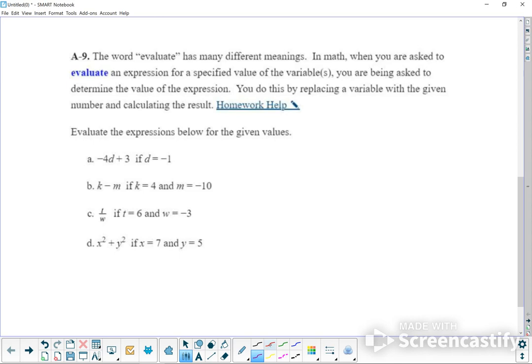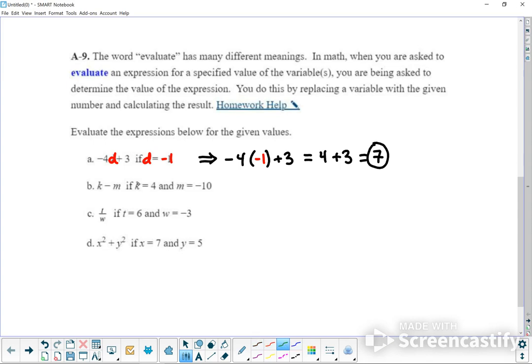Right? So in this case, instead of d, we're going to use negative 1. So instead of d, I'm going to rewrite that as negative 1. So this is going to become, here, I'll do arrow over, negative 4, and then instead of d, I'm going to use negative 1. And then plus 3. So that's going to equal, so negative 4 times negative 1 is positive 4 plus 3, which is going to make 7. That's your final answer.